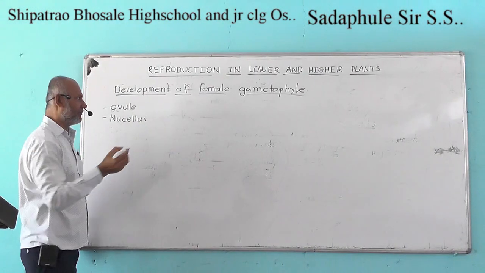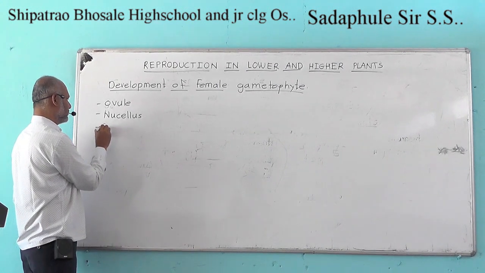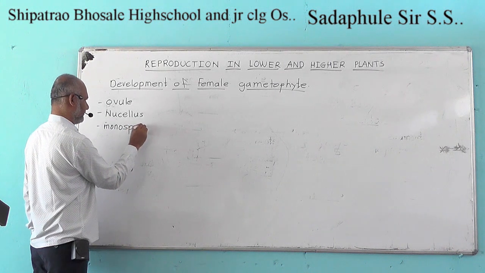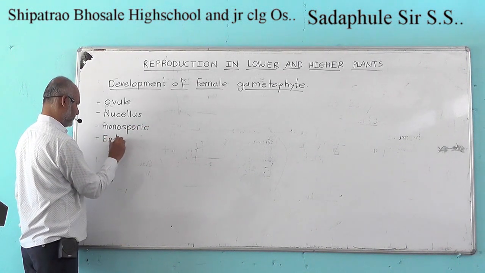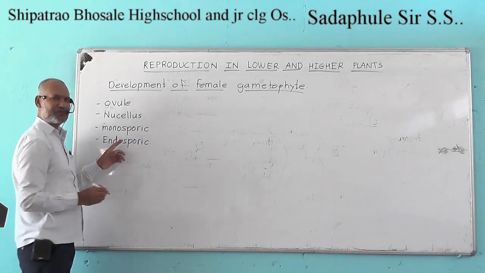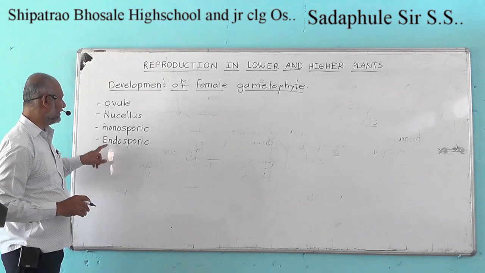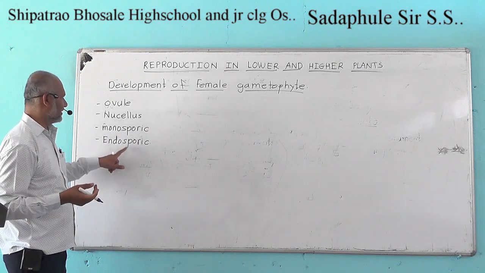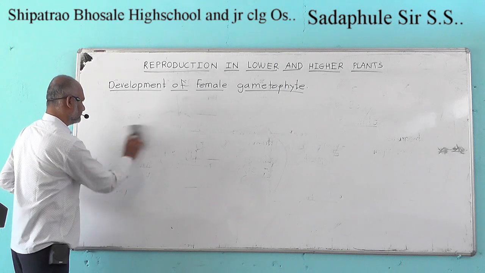The development of the female gametophyte in angiosperms is mostly monosporic and endosporic. That is, it develops from a single spore, that is a megaspore, and it is completed within the spore and hence termed as endosporic.